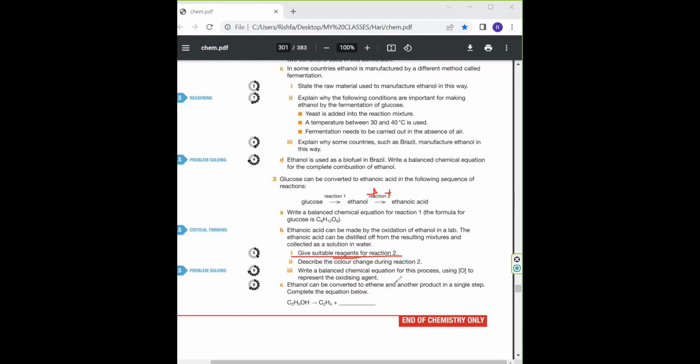So when you write potassium dichromate, you should write it with the valency. Potassium dichromate in bracket 6. It goes from orange to green, right? Yes, it changes from orange to green.